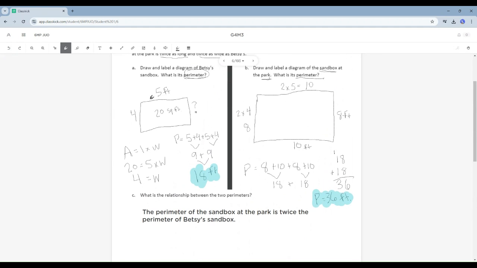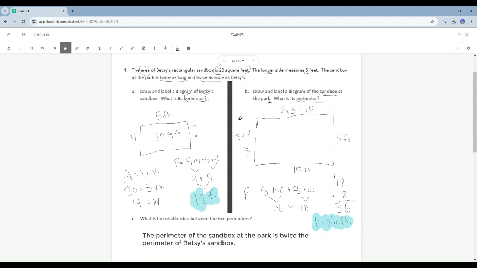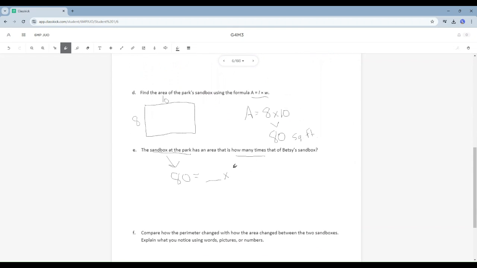We need to go back up to the problem, and it tells us that the area is 20 square feet. So 80 is equal to something times 20. So 20 times something is going to give us 80. So if we can kind of ignore these zeros for right now, we could think of it almost as 2 times something is equal to 8. So my missing amount is going to be 4. So 20 times 4 is equal to 80. So the area is 4 times bigger.